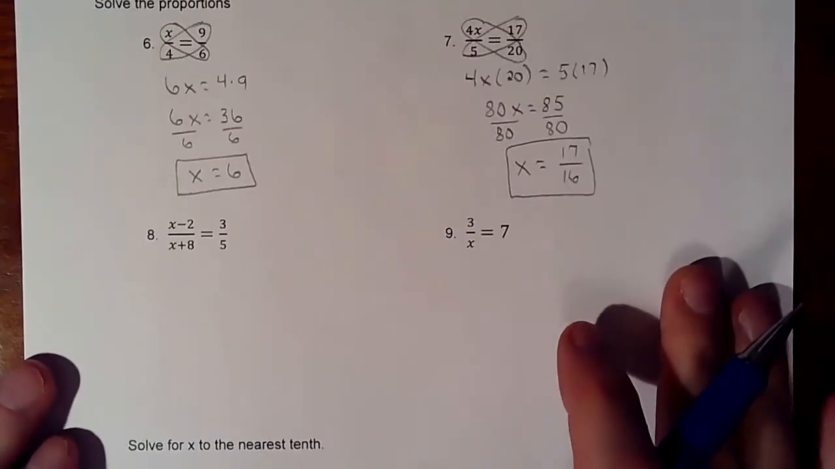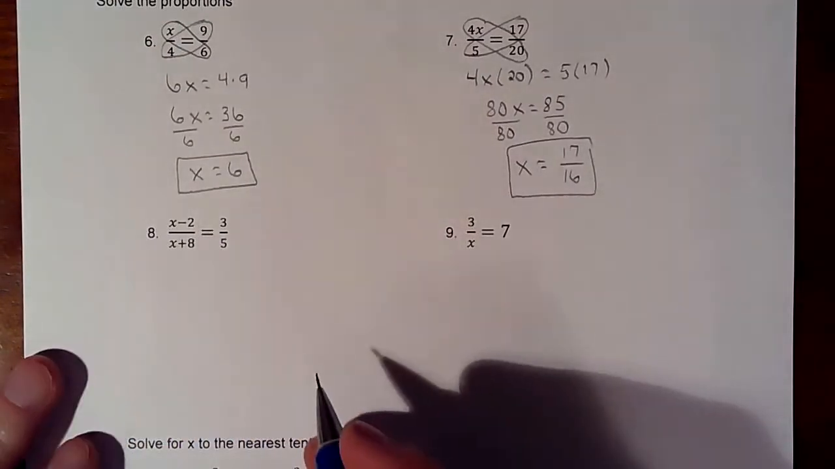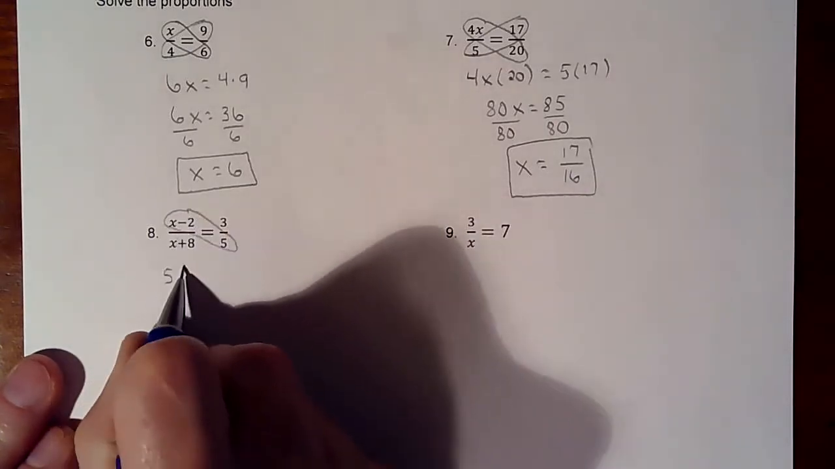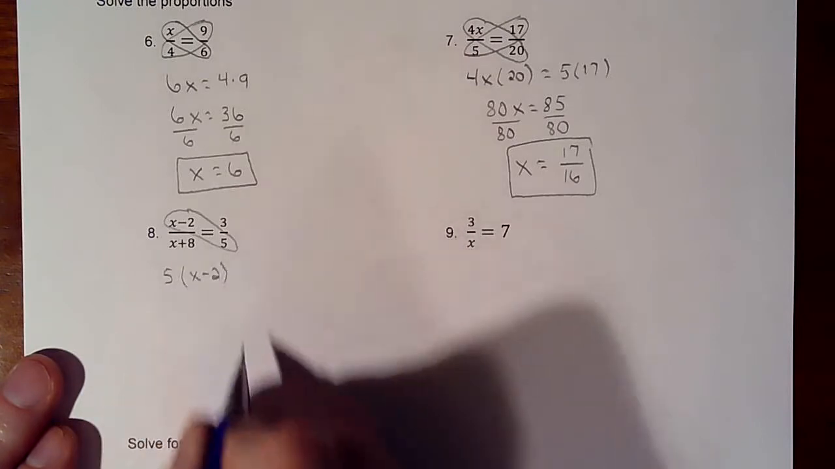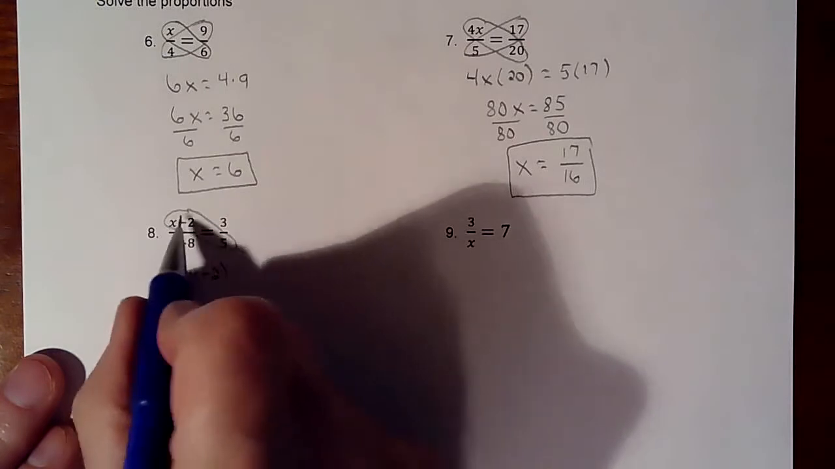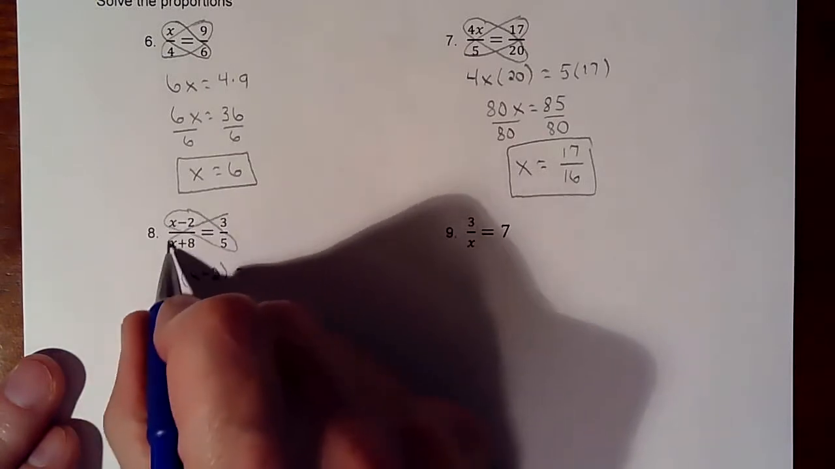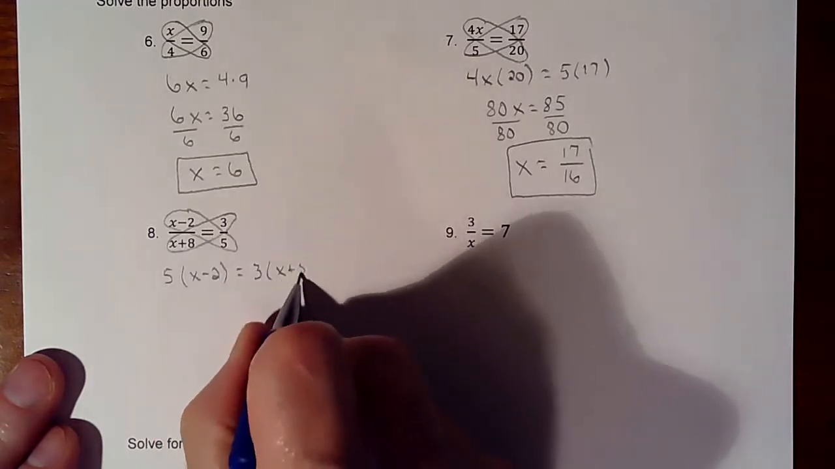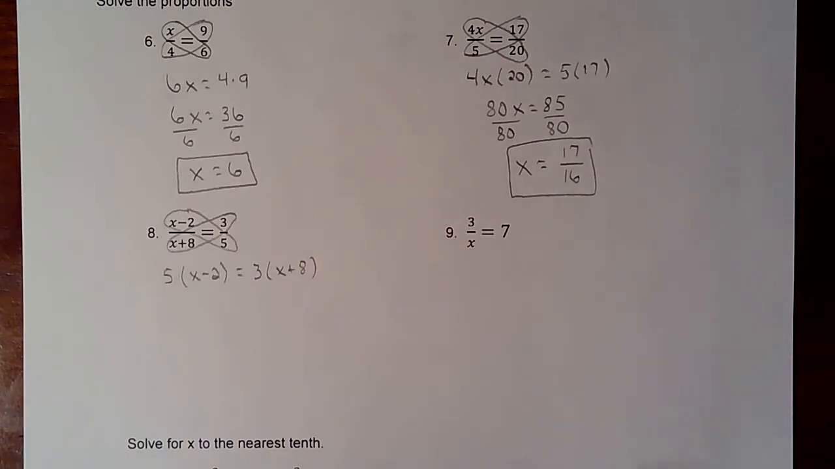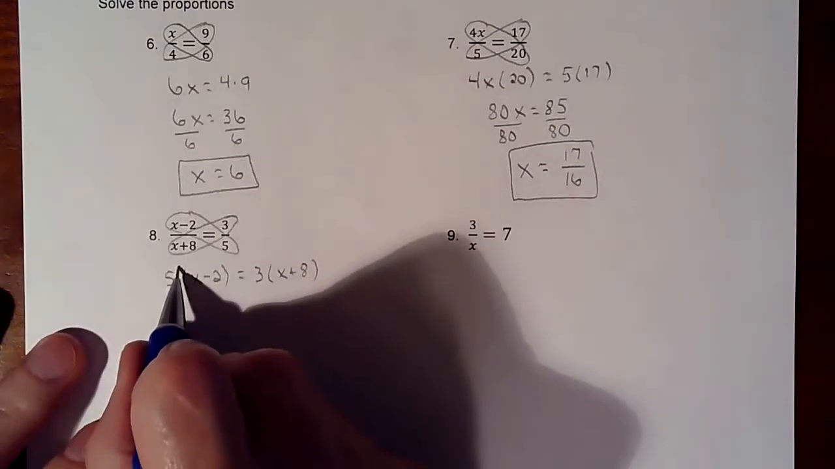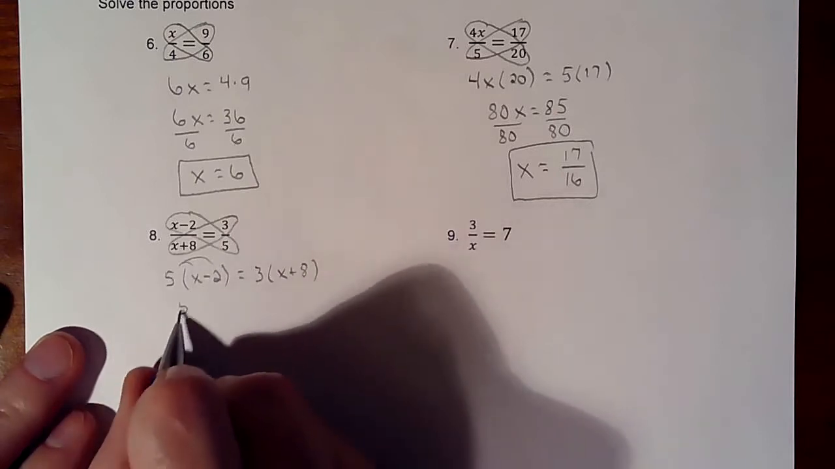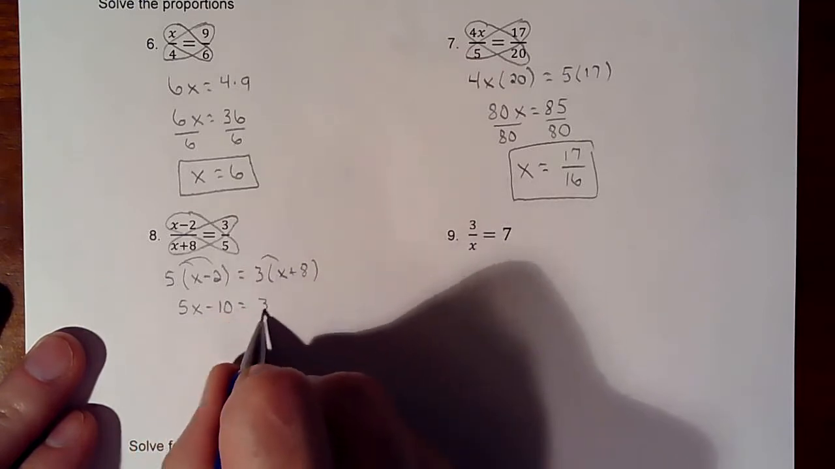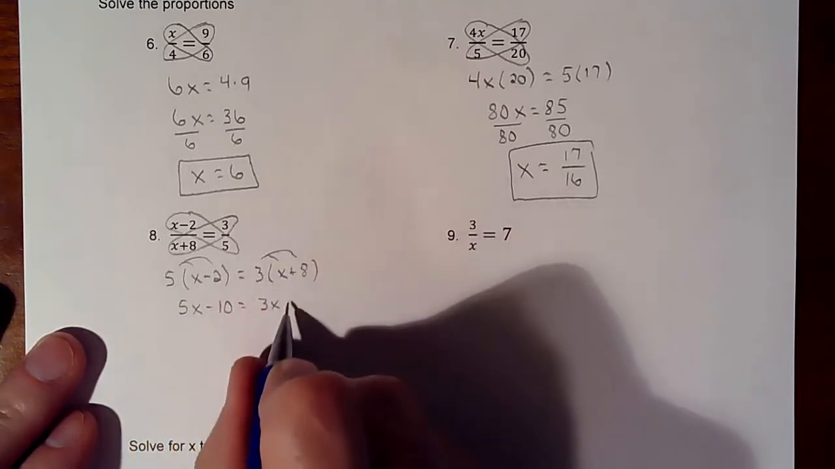It doesn't matter if you have more variables thrown into this mix, everything is still the same. We'll take that cross product, which is going to be 5 times x minus 2. I'm going to put it in parentheses because it's 5 times the whole thing, so I'll have to do some distribution. It's going to equal 3 times x plus 8. All right, so we now have an equation. We'll get rid of our parentheses with distribution. 5 times x is 5x. 5 times 2 is 10. 3 times x is 3x. 3 times 8 is 24.